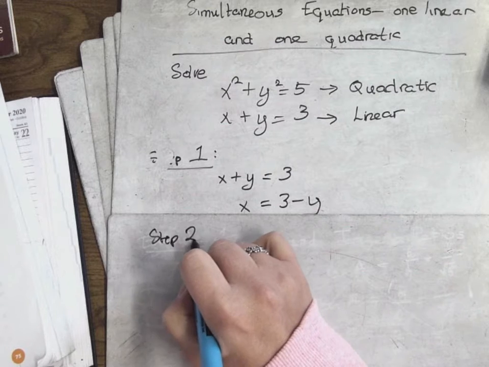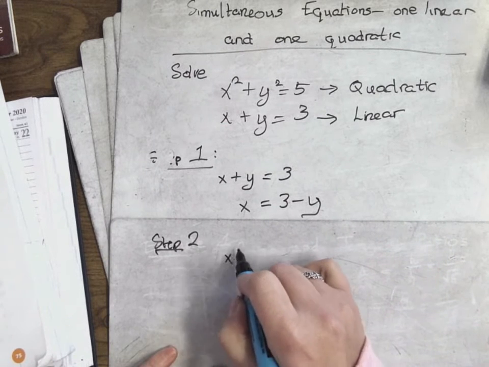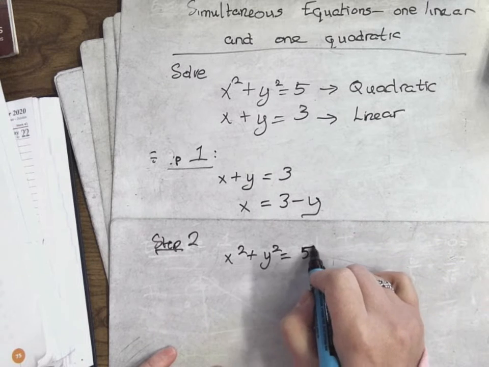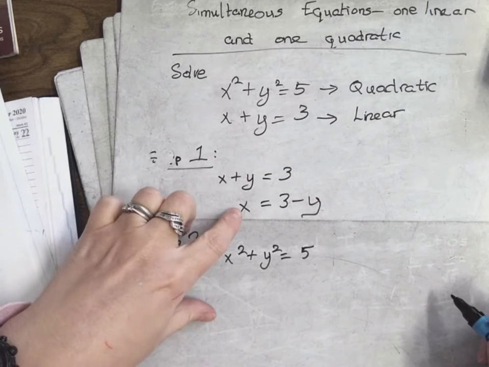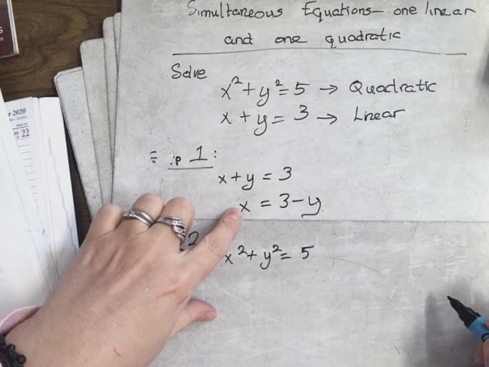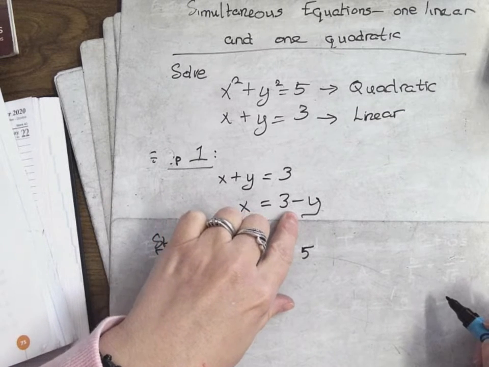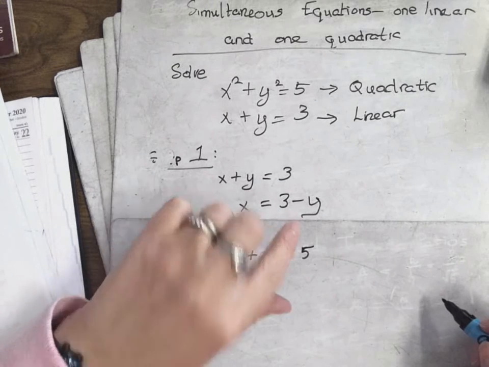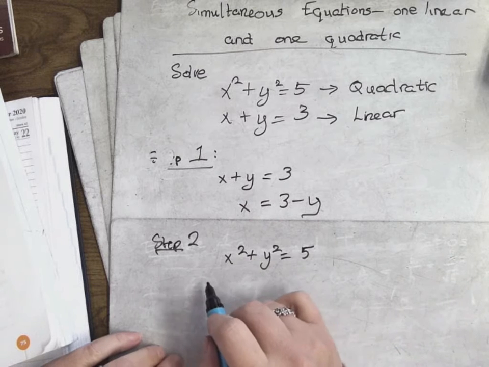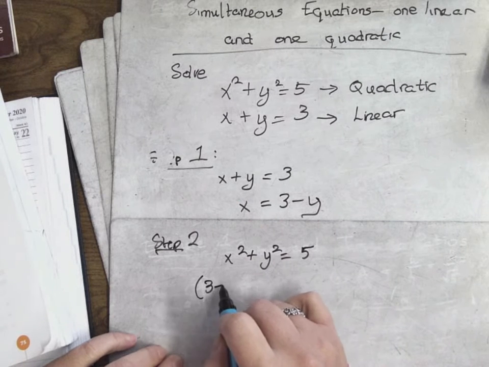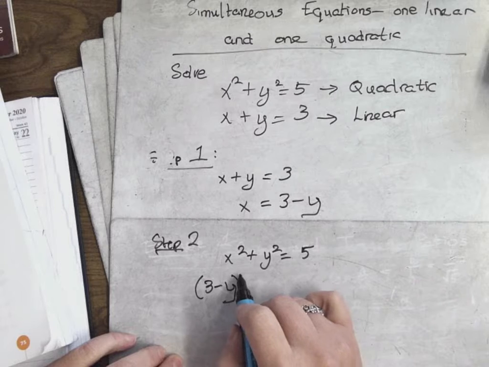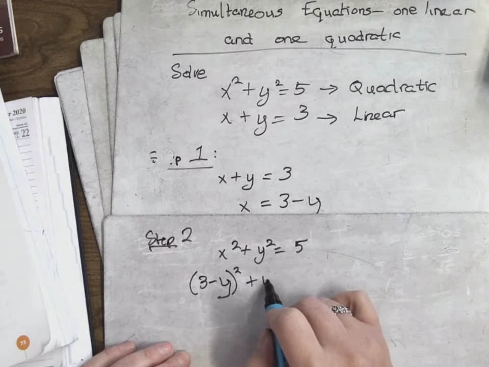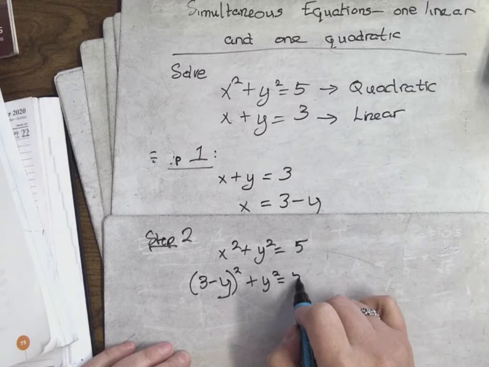So the quadratic equation, girls, is x squared plus y squared equals 5. But I'm not going to write x anymore. Instead of x, what am I going to write? 3 minus y. So I know x is equal to 3 minus y. So everywhere I see an x, I'm going to write a 3 minus y. So instead of this x, I'm going to go 3 minus y, and it was x squared, so I need to square that. Plus y squared equals 5.